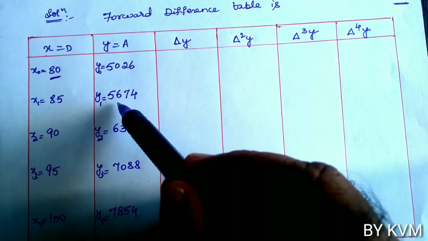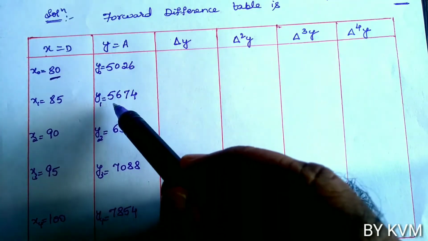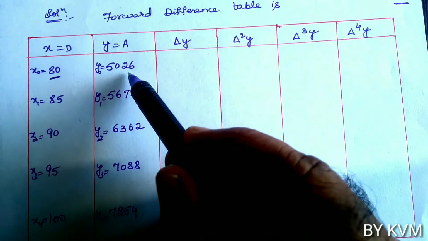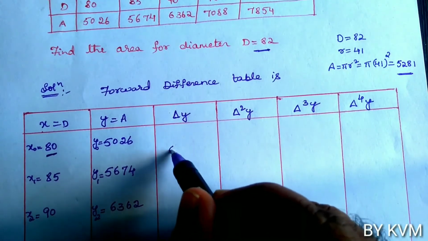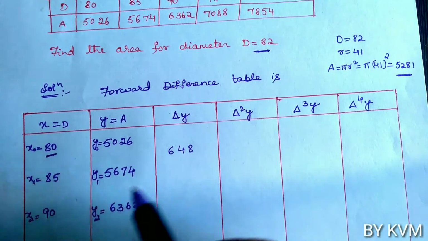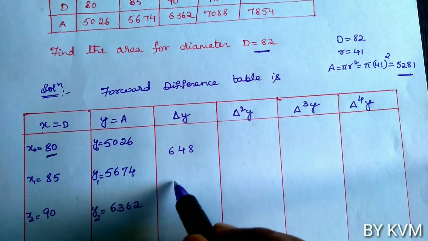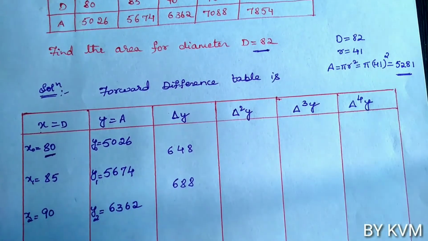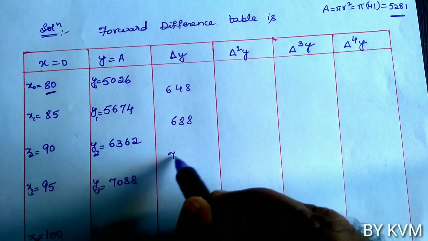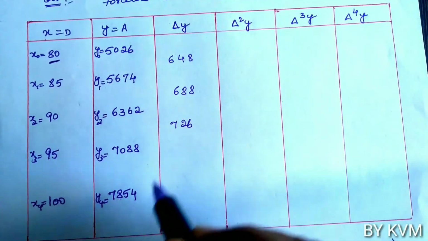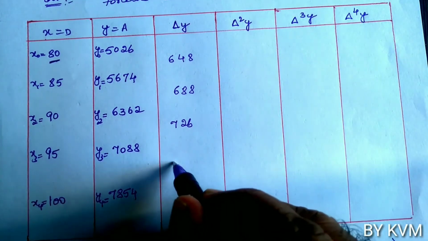So delta y is the difference of two consecutive numbers, that is 5674 minus 5026, that is 648. Then 6362 minus 5674 is 688. Then 7088 minus 6362 is 726. 7854 minus 7088 is 766.